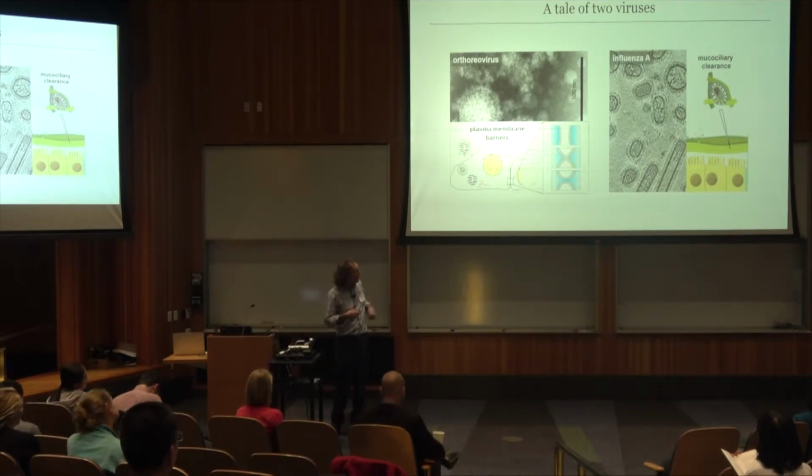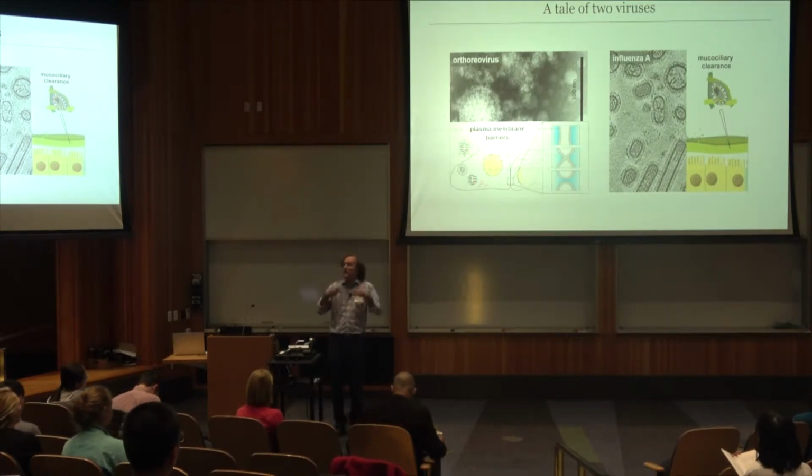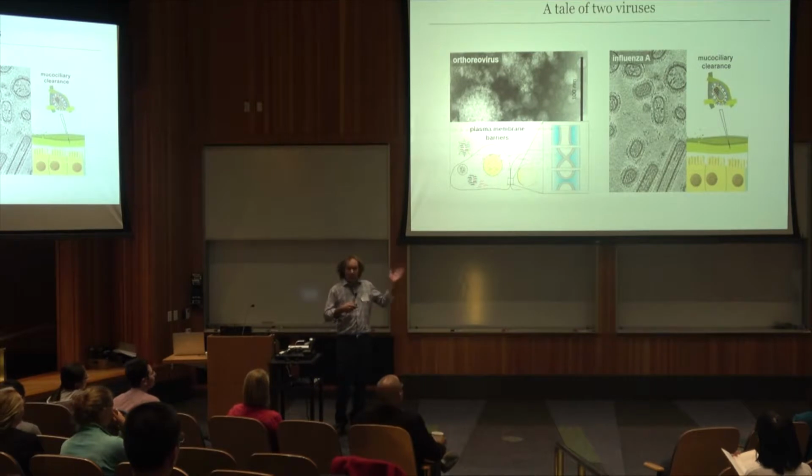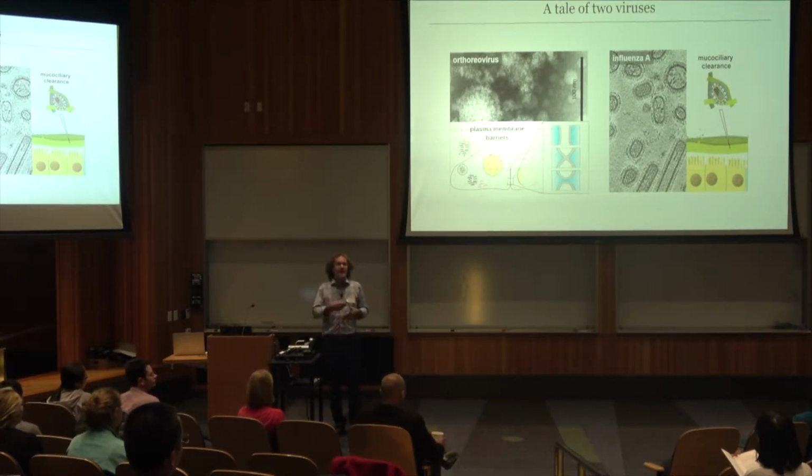And then the second virus, influenza A, must, as it comes in through the airway, overcome the barrier of the mucus in your airway and mucociliary transport that is trying to flush anything that gets caught in this mucus out of your system. And so influenza has come up with a strategy for circumventing that problem, getting through the mucus, that I'll describe today.